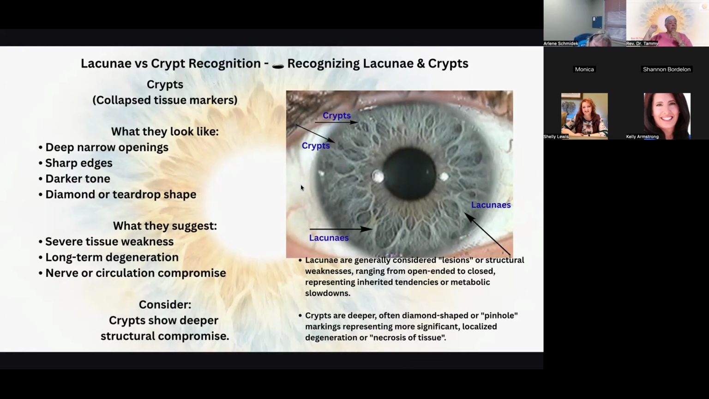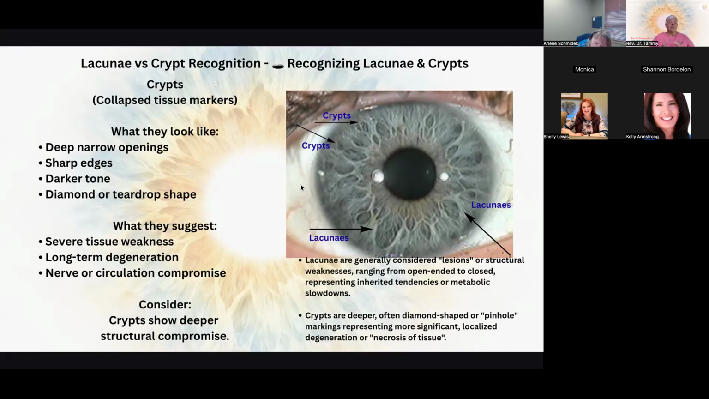And we keep knocking on the door saying we need vitamin A, we need vitamin C, we need vitamin D, but it's not giving us any. So it's going to kind of create this form around here and it's going to protect it. The body is amazing. So they're going to look like deep, narrow openings, sharp edges, darker tone, diamond or teardrop shaped. And what they suggest is severe tissue weakness.